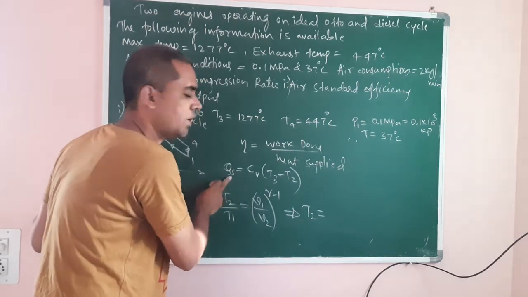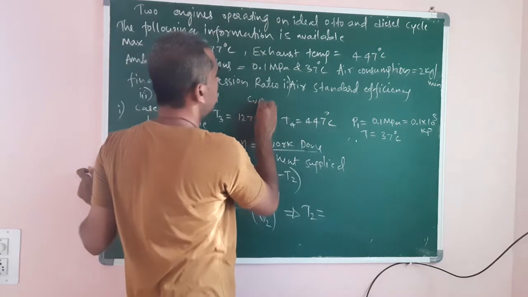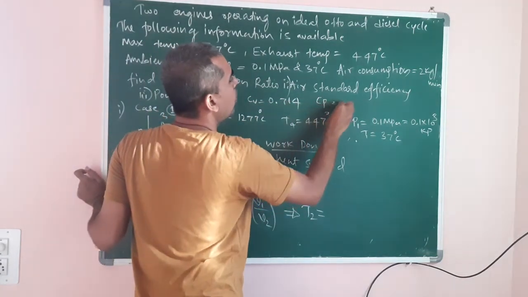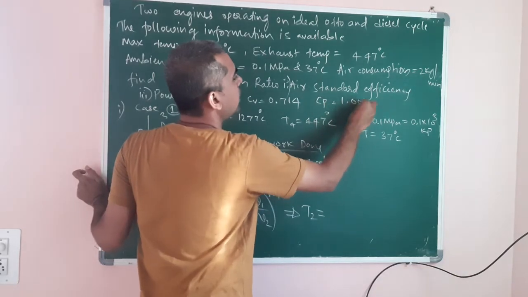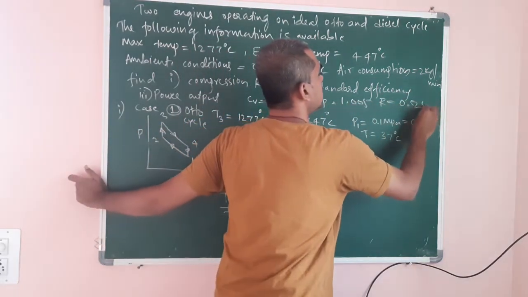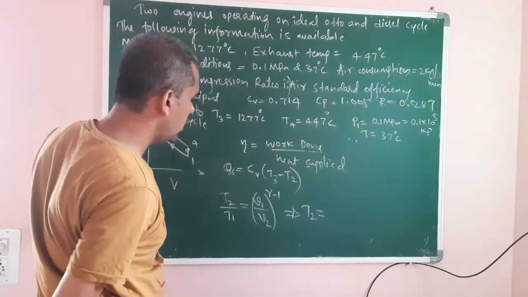T3. You can calculate. CV is equal to 0.714. CP equal to 1.005. R equal to 0.287. These are the constants for air. Those units I have not written.